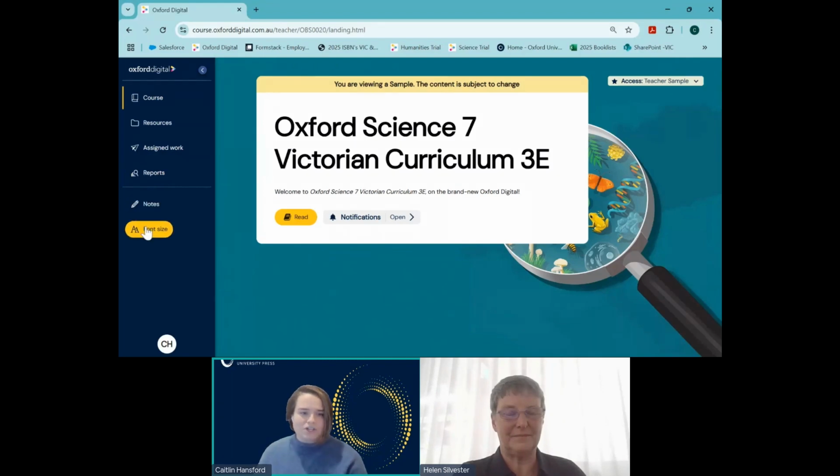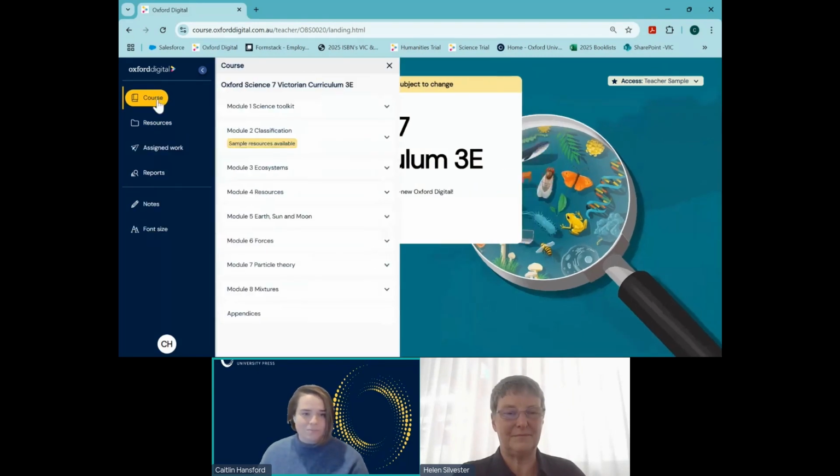So you've got your notes functionality, being the ability to change the font size to make it smaller or larger, and this can be per student, per teacher. It's not something you set for everyone. There'll also be a dictionary functionality and even a read to me functionality. So let's jump in and have a look.